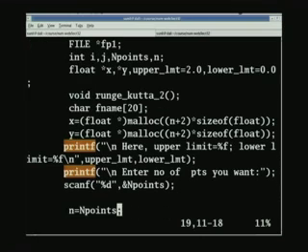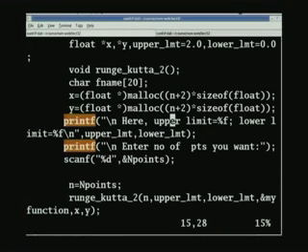Then I will print out the upper limit and the lower limit between which we are going to solve the equation. This program would ask for the number of points which you would like to have in between these two limits, and that is read from the screen as n points, which is given to n here. So n is the number of points we would use to solve the equation.